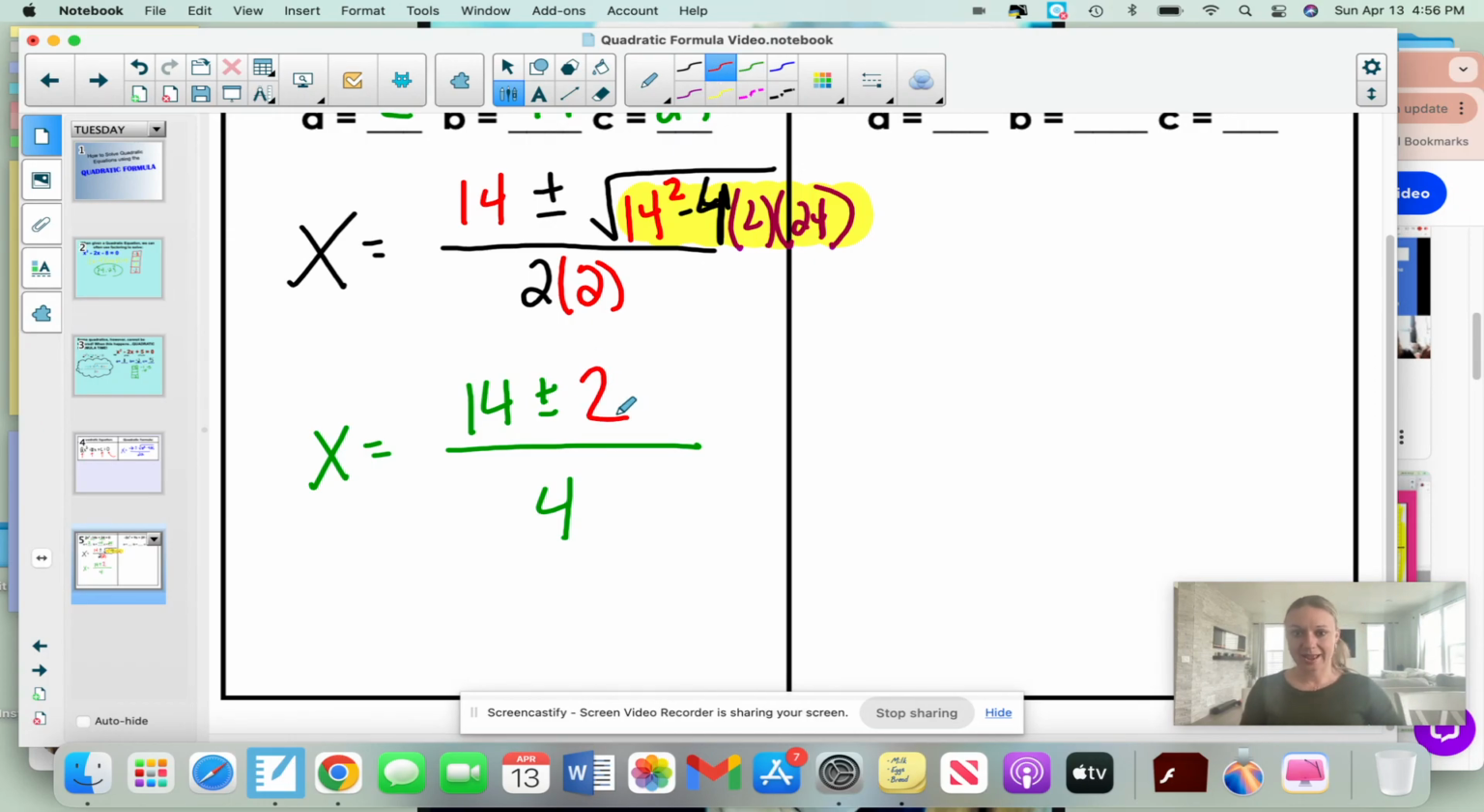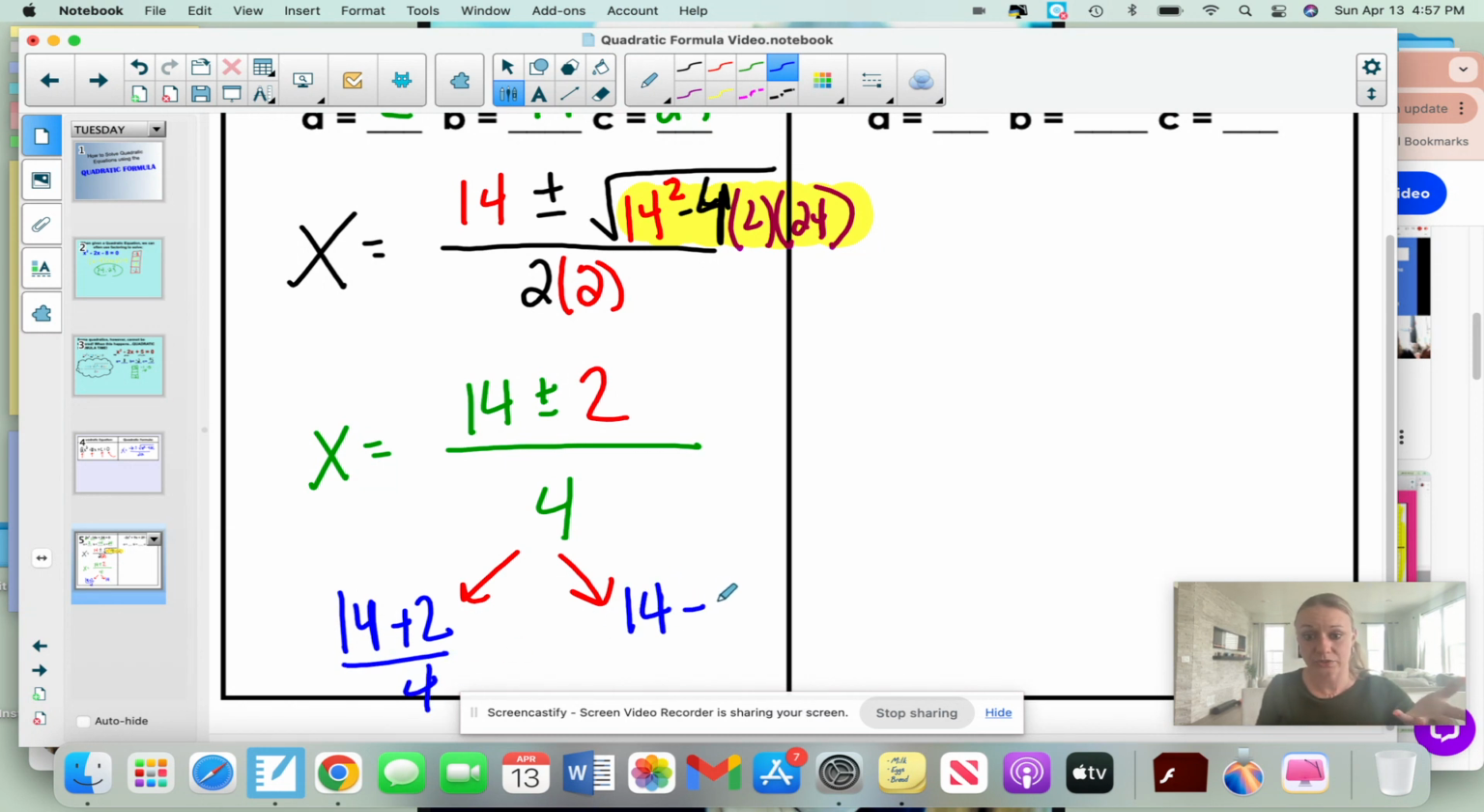All right. Now, once you get to this point, you're almost there. You are almost there. Because it says plus or minus, that means that you're going to pretty much be setting up 2 cases, all right? You're going to set up one case using the plus sign and one case using the minus sign. Here's what it looks like. You'll have 14 plus 2 over 4. And then over here, you'll have 14 minus 2 over 4.